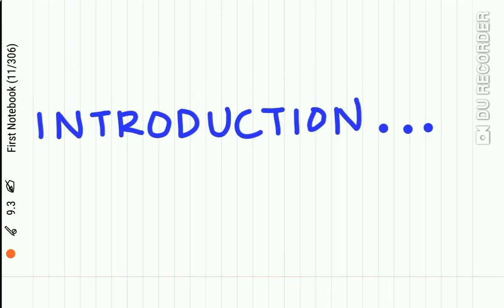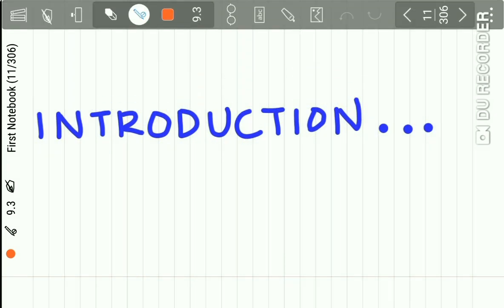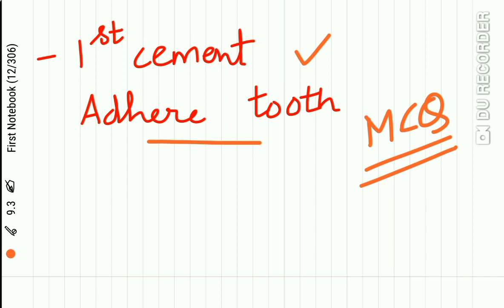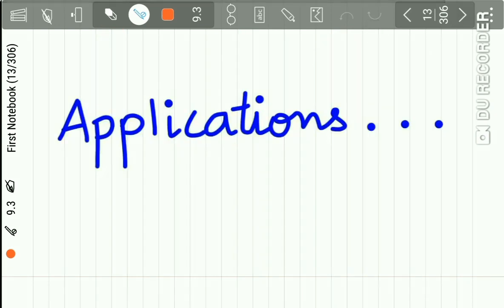So, starting with the introduction to the zinc polycarboxylate cement, it is the first cement which has been developed that adheres to the tooth structure. So, this is an important MCQ question. It is the first cement which is developed which adheres to the tooth structure, the zinc polycarboxylate cement.